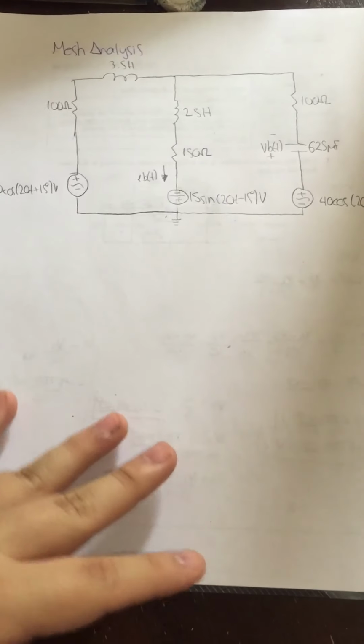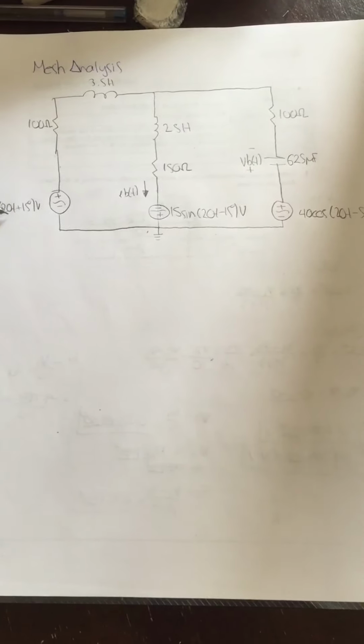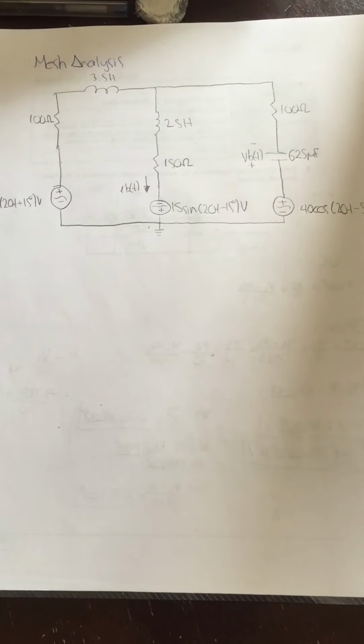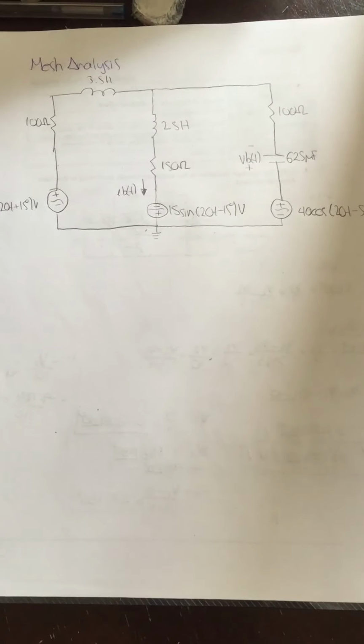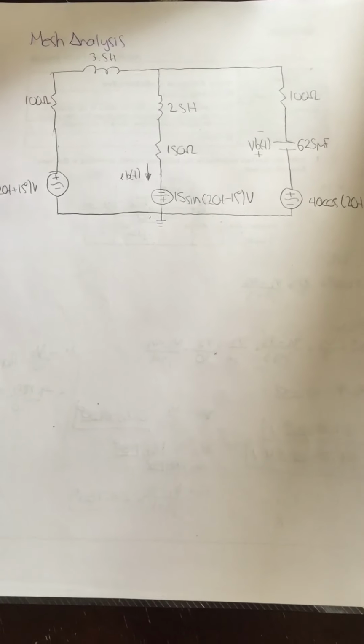Hi, today we're going to talk about mesh analysis. We can see that in this case we have voltages but with a cosine and an angle. So we need to change this to phasors. This one is going to be 20, angle of 15.